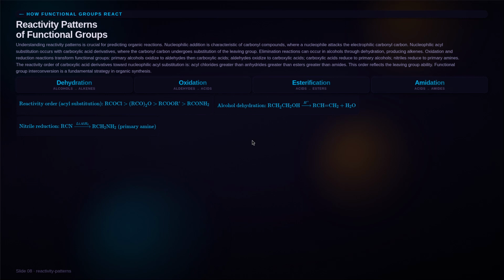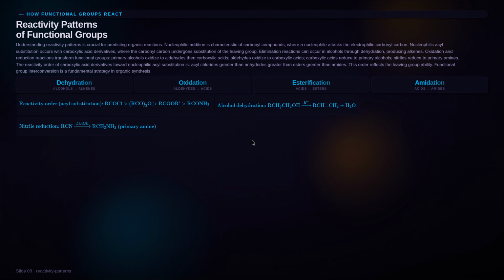Understanding reactivity patterns is crucial for predicting organic reactions. Nucleophilic addition is characteristic of carbonyl compounds, where a nucleophile attacks the electrophilic carbonyl carbon. Nucleophilic acyl substitution occurs with carboxylic acid derivatives, where the carbonyl carbon undergoes substitution of the leaving group.